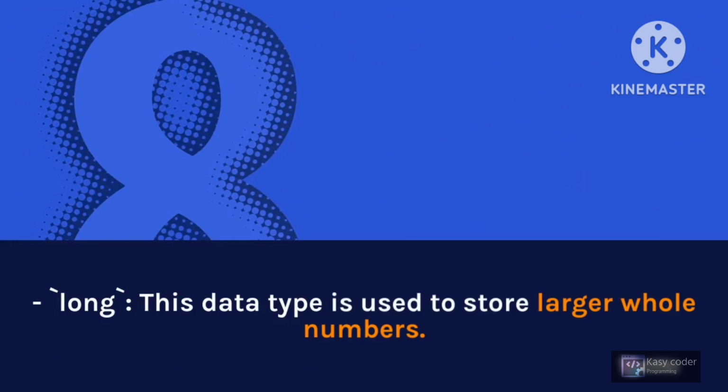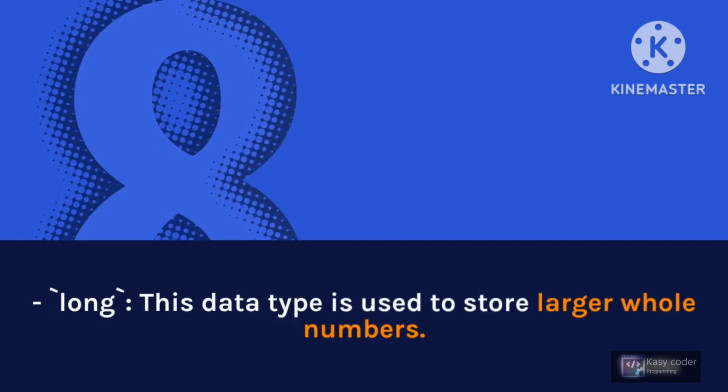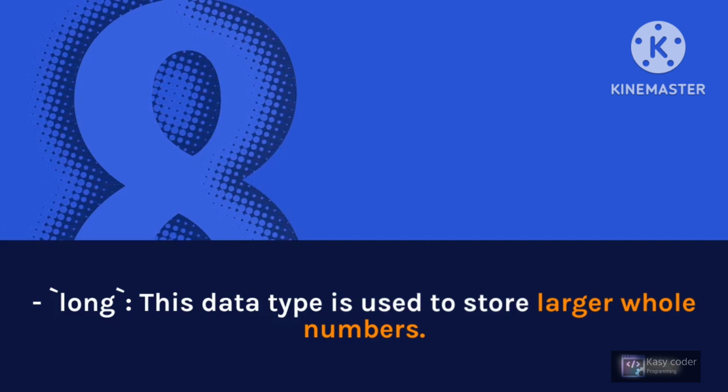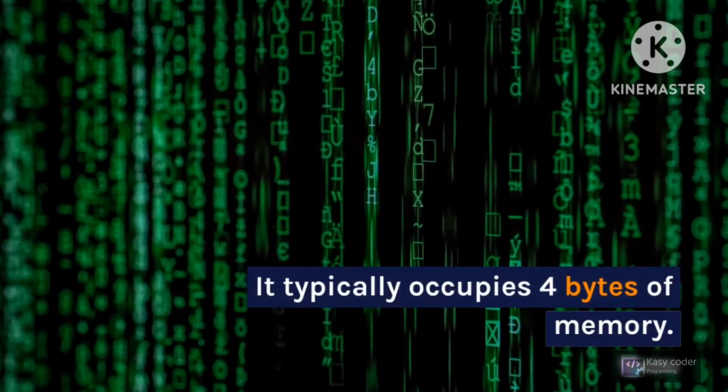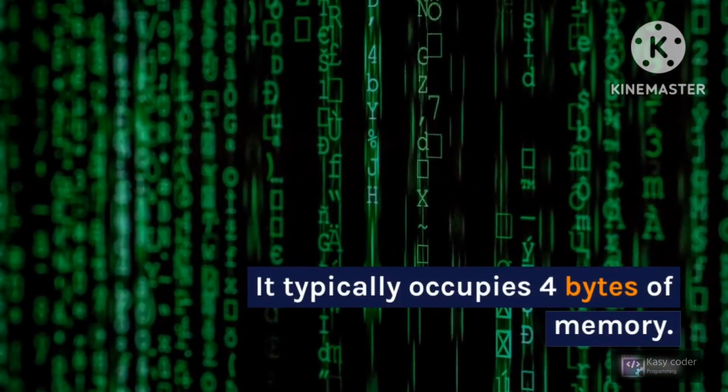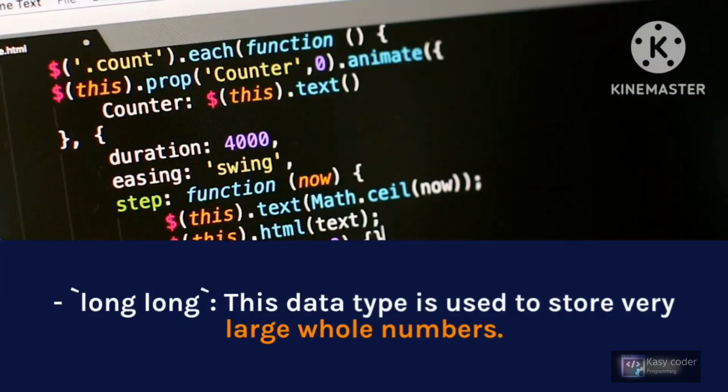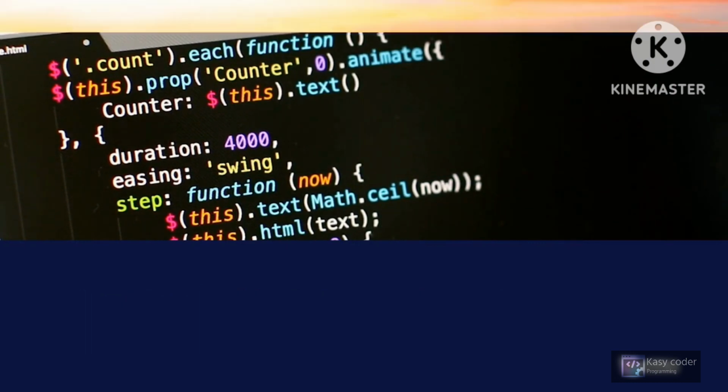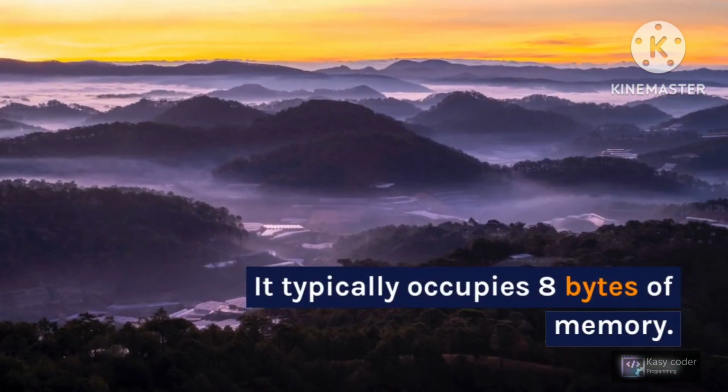Long. This data type is used to store larger whole numbers. It typically occupies 4 bytes of memory. Long long. This data type is used to store very large whole numbers. It typically occupies 8 bytes of memory.